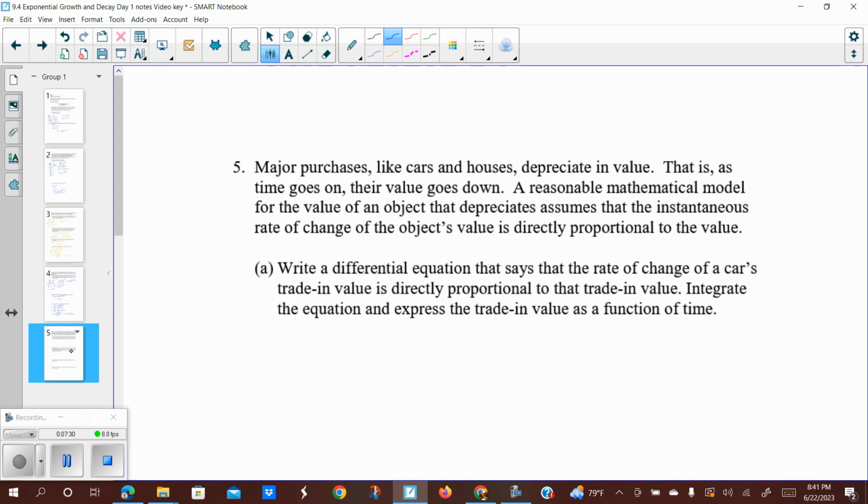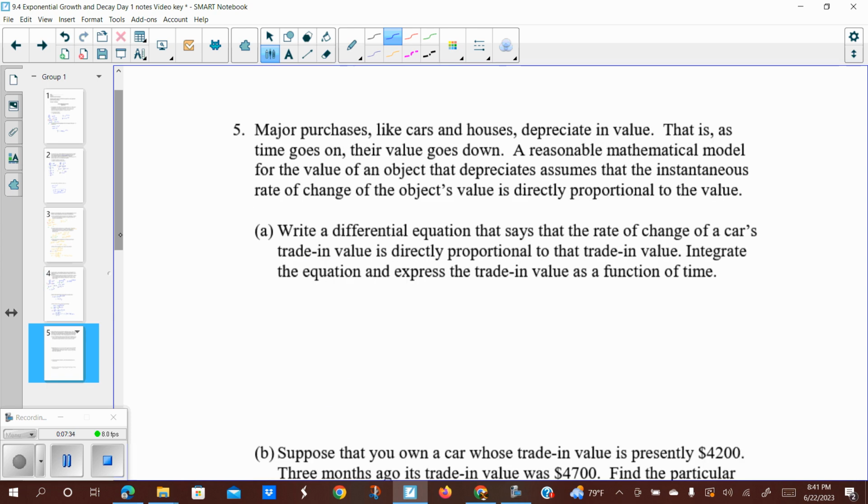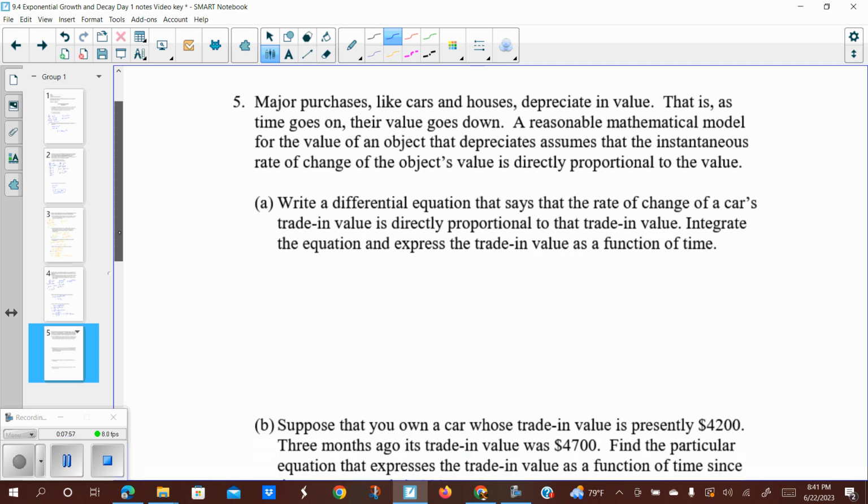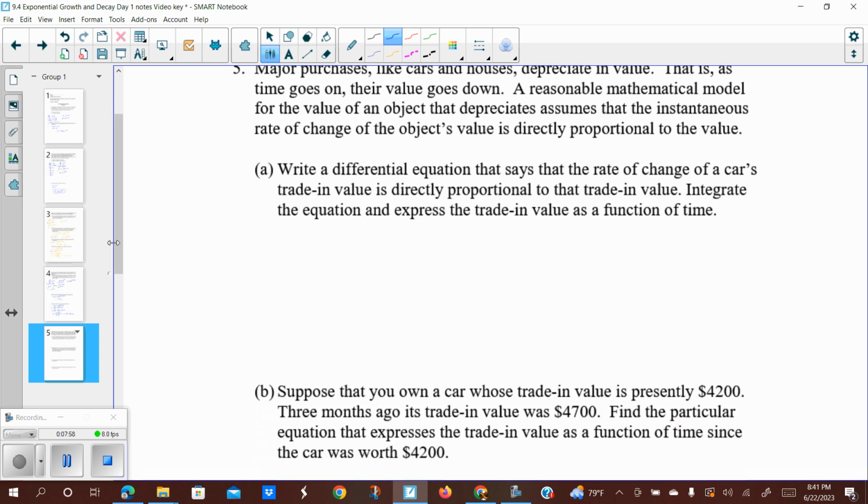One more example. This one's a little bit interesting because of how you can do this problem. Major purchases like cars and houses depreciate in value. That is, as time goes on, their value goes down. A reasonable mathematical model for the value of an object that depreciates assumes that the instantaneous rate of change of the object's value is directly proportional to that value. Okay, a lot of words there, really just telling us the same type of thing.